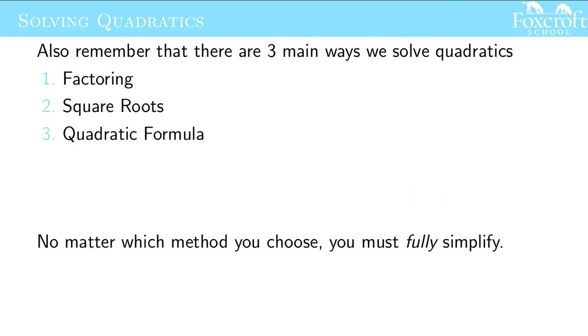So just a quick recap of Unit 4. There are 3 main ways that we use to solve quadratics. The first way we learned was factoring. If you can break down your quadratic into smaller factors, that makes the equation a bit simpler. The second way we learned was using square roots. If you can take the square root of a perfect square, then you can do that. It makes the problem simpler.